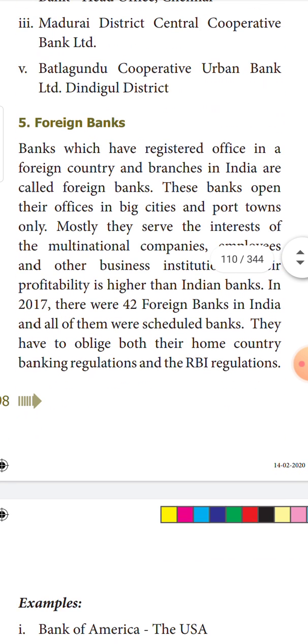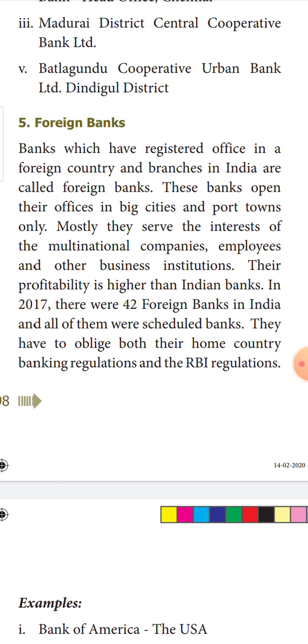Next is foreign bank. A bank which is registered in a foreign country, but has branches in India. If a bank's registration is done in some other country and the branches are established in India, such a bank you call a foreign bank. Now, will these foreign banks be located in rural areas? Definitely no. These foreign banks are located in metropolitan cities and port towns only. In big cities and port towns only such banks are located.